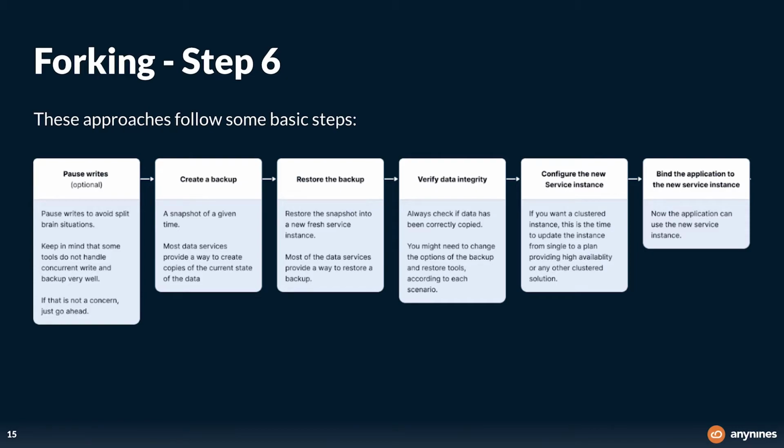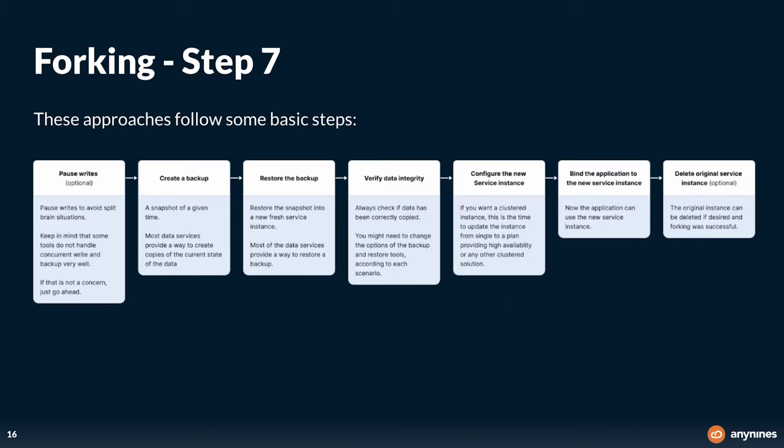With the service instance at the desired state, now it's time to bind the application to it. The clients can start using the new service instance at this point and forking is complete. At this point, it is expected that you have verified the data and that everything is correct, so if you wish, you can delete the original service instance. We recommend leaving the service instance there for a period just to make sure everything is okay before deleting the original data.